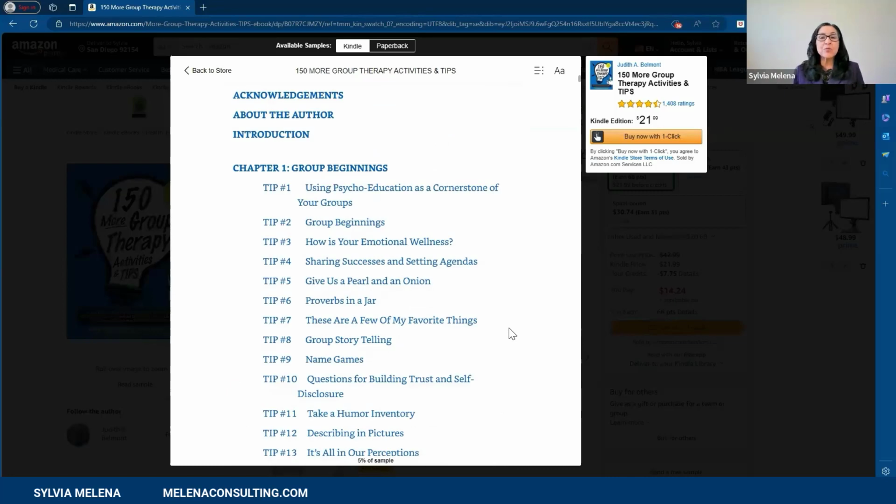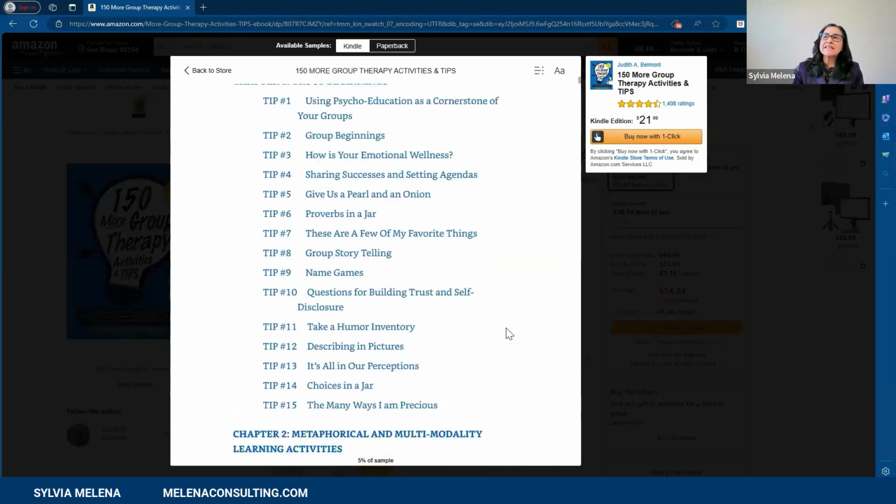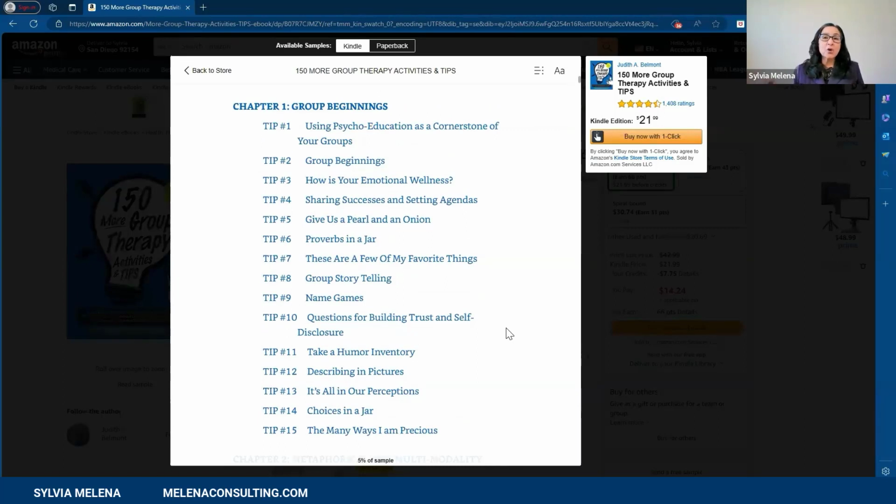However, I am going to recommend that for your tip-based book, you make it even simpler. Instead of having chapter 1, group beginnings, your book will be just tip 1, tip 2, tip 3, tip 4, and your tips are your chapters. It'll make it much easier for you to implement. This book actually uses 2 types of structures. One is topical, and then underneath the topical, it uses tips. So it's sort of a mixed structure book.